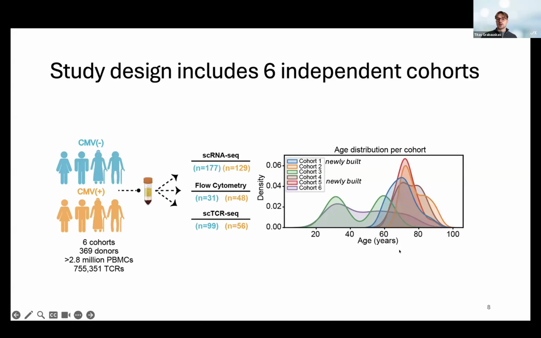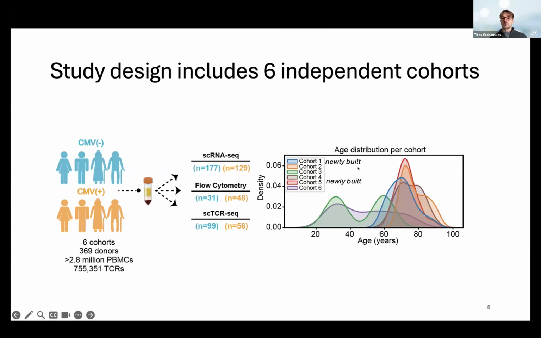Right here, I wanted to show you the age distribution of our cohorts. As an aging lab, we're mostly interested in older adult cohorts. However, we made sure to include some publicly available younger adult cohorts in order to validate or compare the signatures in young versus older adults.